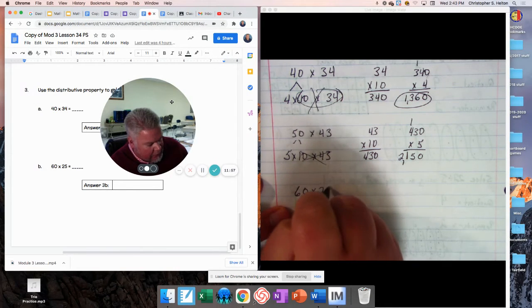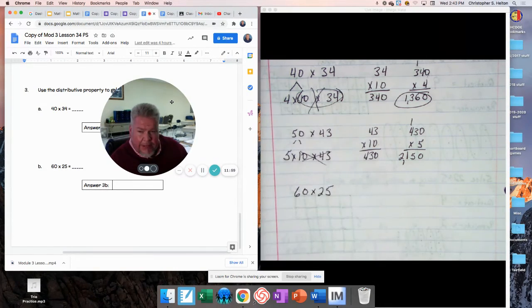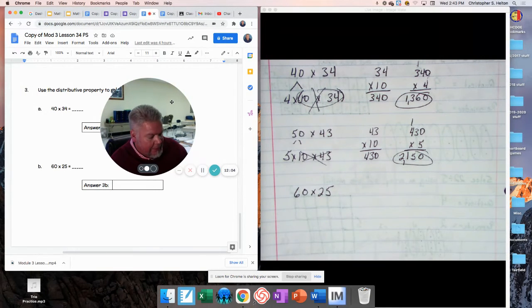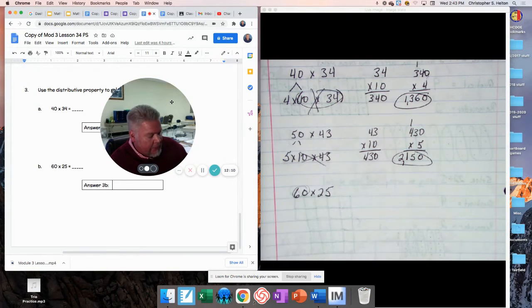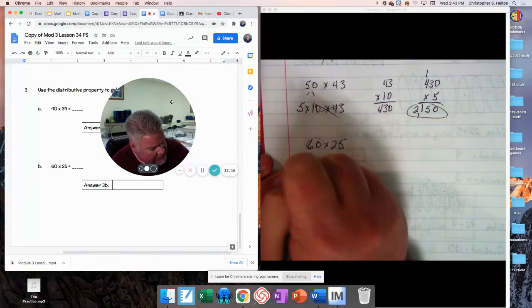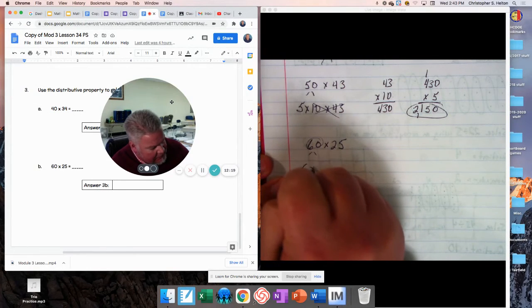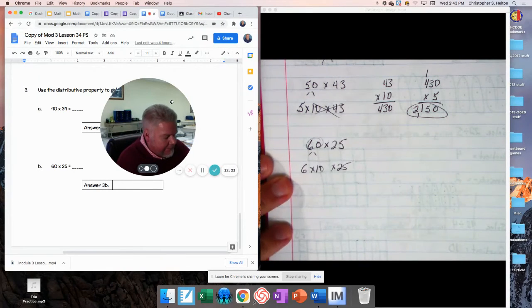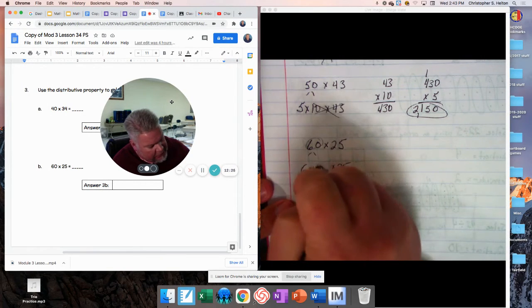60 times 25. Really on your assignment today, as long as you get the right answer, you're going to be right. These are just some ways that can help you when you're multiplying, especially by a number that's a multiple of 10, just to break it apart. Distributive property to help you find the answer. So 60 is 6 times 10 times 25.